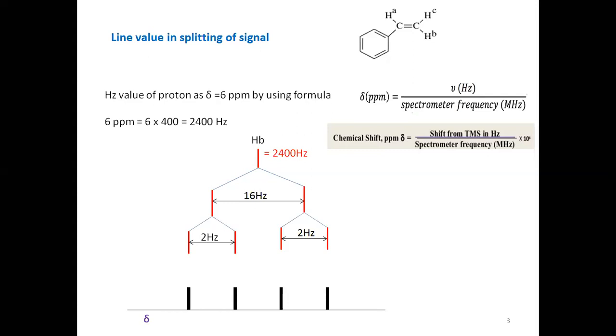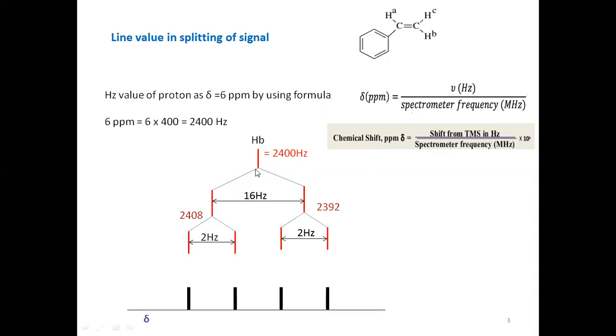Right to left, delta is going to increase. Correct? Okay. So on the left hand side it becomes 2408. 8 is going to add here and 8 is going to be subtracted from that. So it becomes 2392 and 2408. Are you getting this? So in the middle, your J is equal to 16 hertz. For the left hand, you have to add 8 hertz, and for the right hand, you have to subtract that 8 hertz, half of that J.